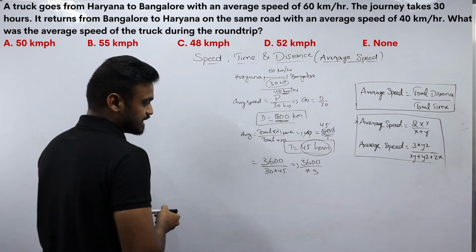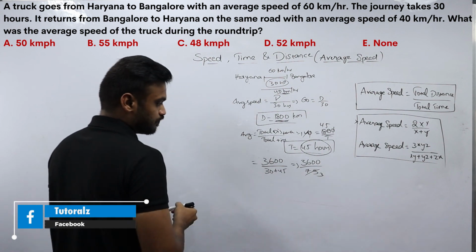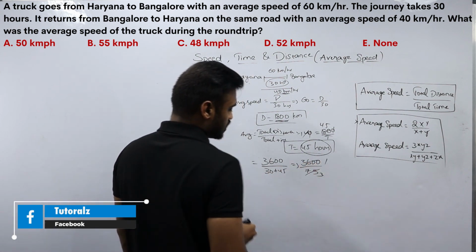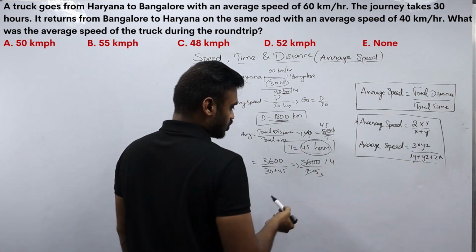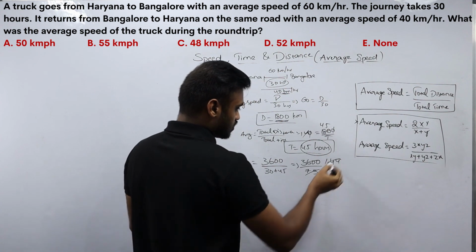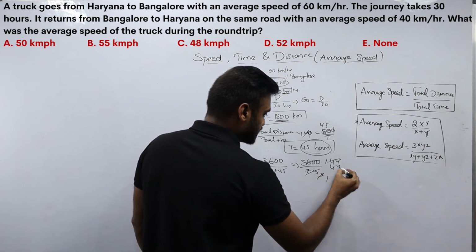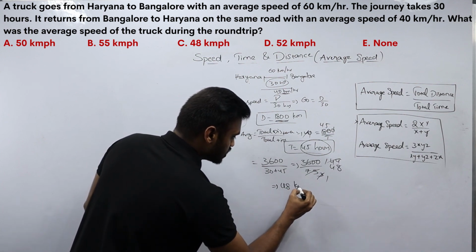Now if I cancel this, I will get 25 3s 75 and 25 1s 25. There will be 1 and 25 4s 100, and there will be 100 and 4. So we will get 3 1s 3, 3 4s 12, and there will be 2 here, 24, that is 3 8s 24. So the total average speed is 48 km per hour.